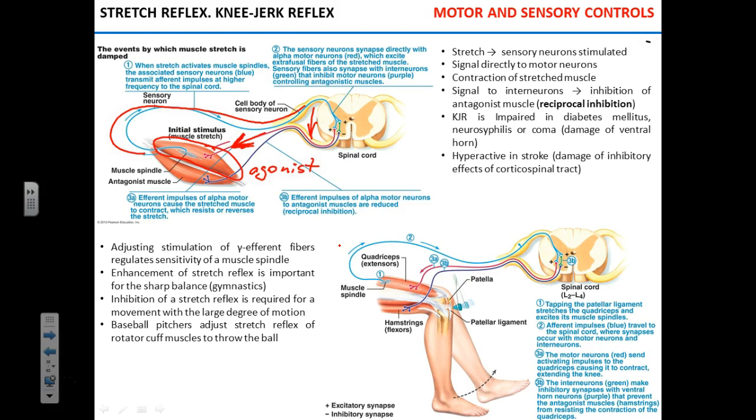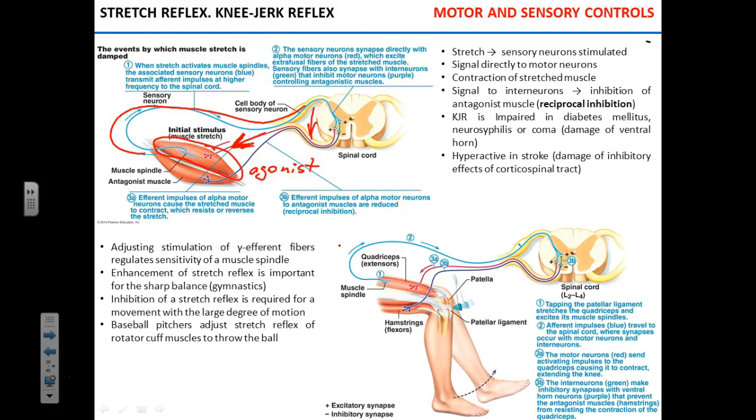Now think about this. Muscle is stretched. From the standpoint of basic negative feedback, what would be the proper response to the muscle stretch? How can you shorten it back? Contract it, right? That will be the response of agonist muscle. Does that make sense?